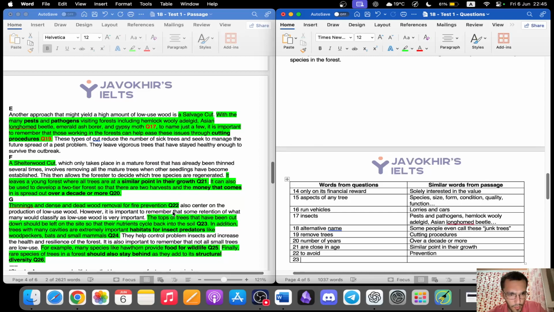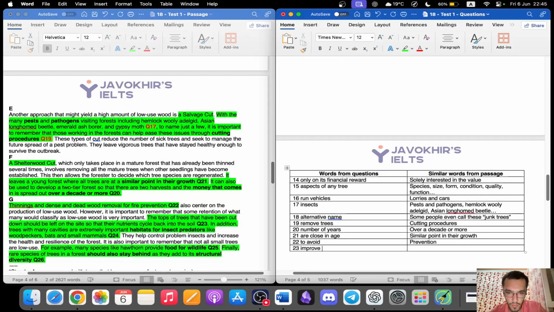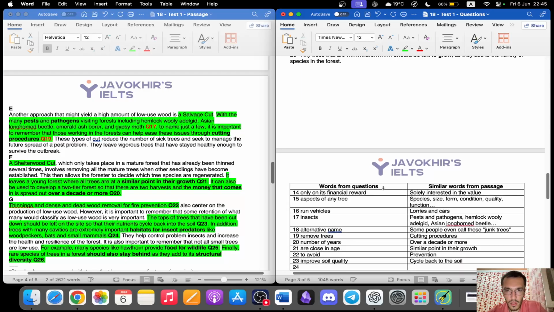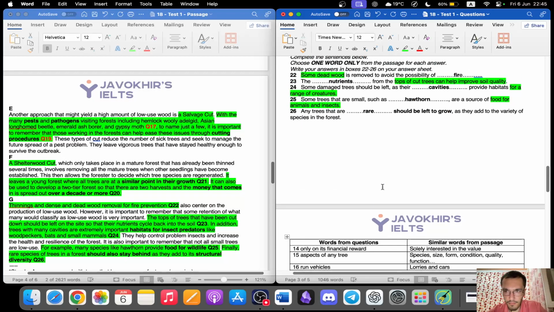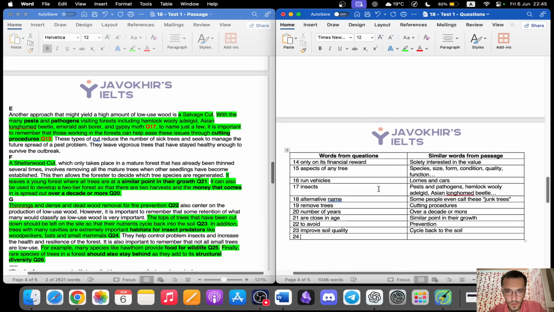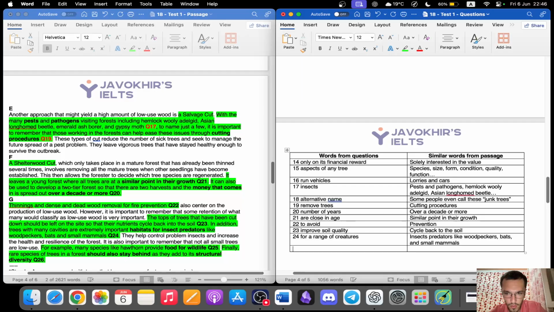22, where is 22? 23. Should be left on so the nutrients cycle back into the soil. Improve soil quality. Cycle back to the soil. I think, again, you can understand the logic, right? 24. Range for a range of creatures. For a range of creatures means insect predators like woodpeckers, bats, and small mammals.